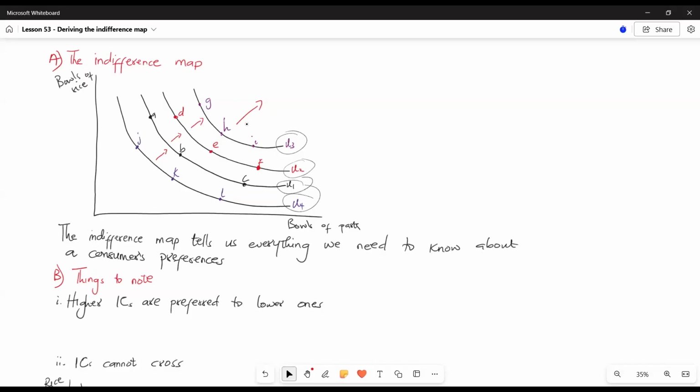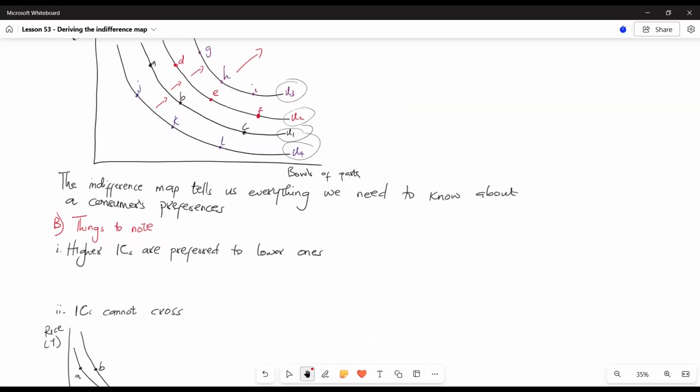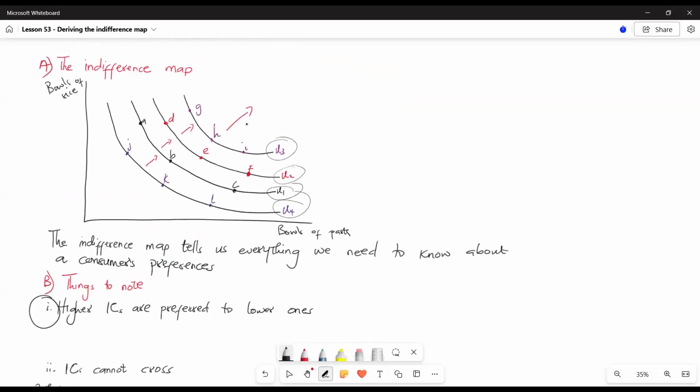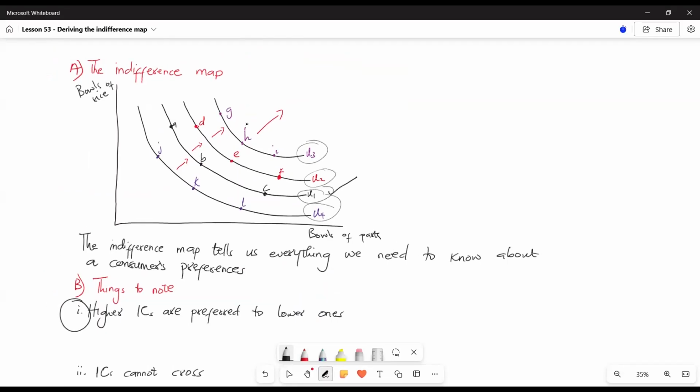Now, let's move on to things to note about this indifference map. The first thing is higher indifference curves are preferred to lower ones. In our example, U1 is preferred to U4, and then U2 is preferred to U1 and U4, and U3 is preferred to U2, U1, and U4. So remember that the assumption of non-satiation means that more of at least one of the goods is preferred to less. So we can see that a higher indifference curve typically has more of at least one of the goods.